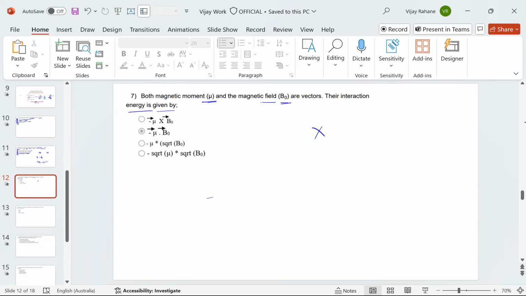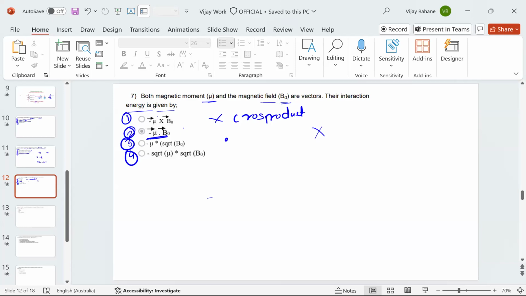So, the interaction energy. What is the correct option? Sir, dot product. Question 7. It is not related by the cross. This one, X, represents the cross product, and this is the dot product.